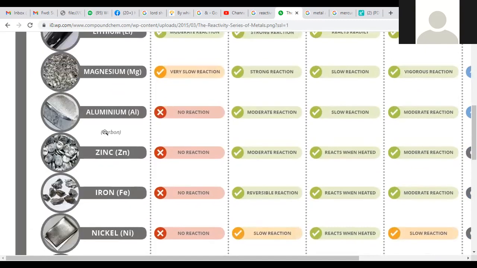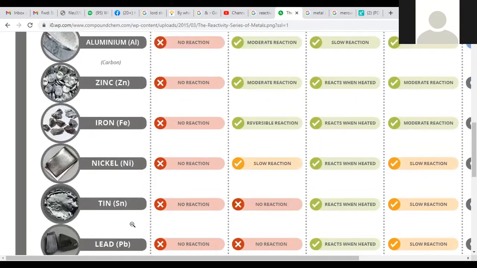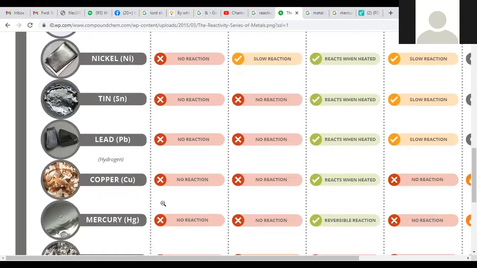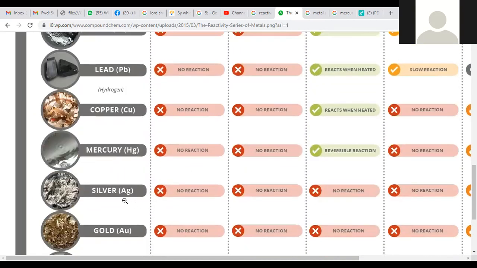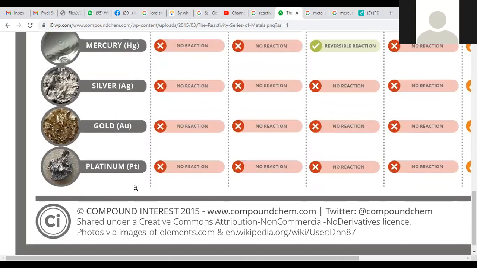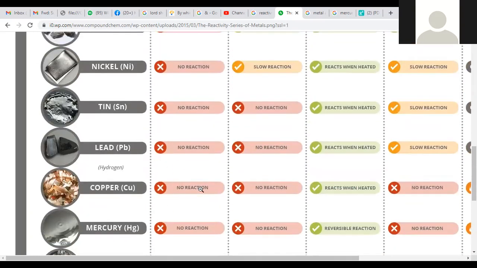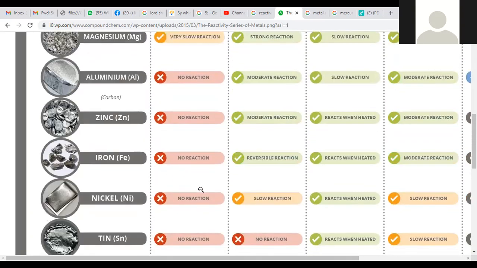Next is about aluminium. Being not soluble in cold water, it is not able to give any reaction with water. Zinc is also insoluble, iron is also insoluble, nickel is also insoluble in water, tin is also insoluble, lead insoluble, copper insoluble, mercury insoluble, silver insoluble, gold insoluble, platinum. All these metals are not able to give any reactivity with water.